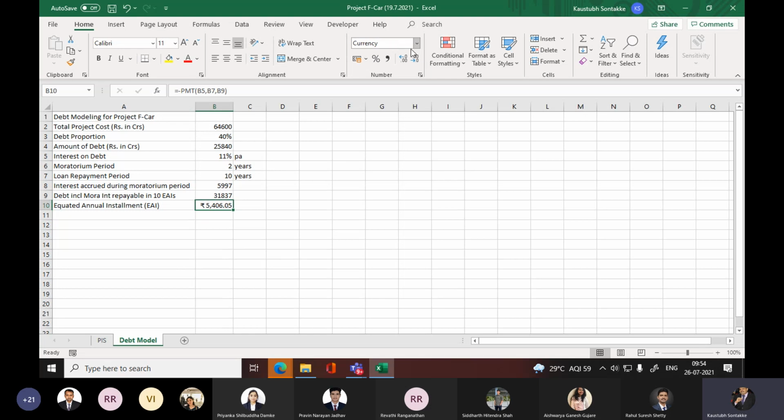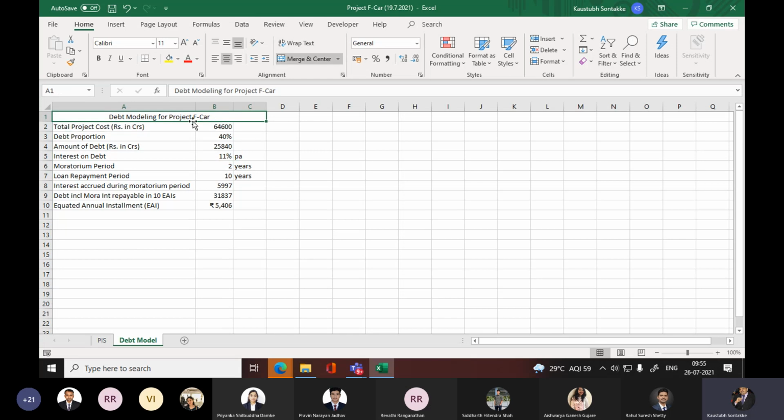Let's remove the decimal points. 5,406. That is the equated annual installment. Every year you will pay 5,406 crores as equated annual installment to the bank. This installment which you are paying is both principal plus interest.